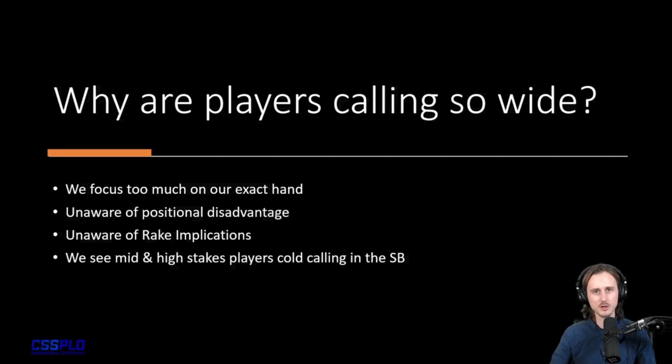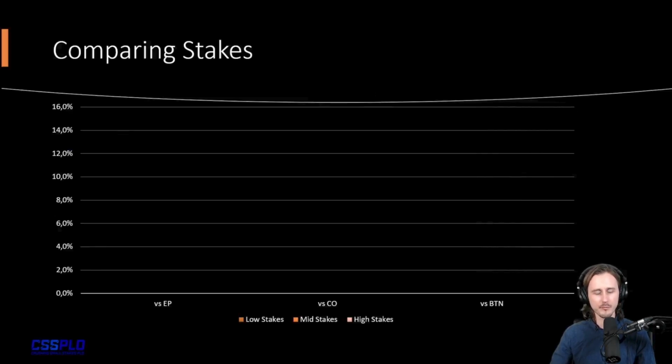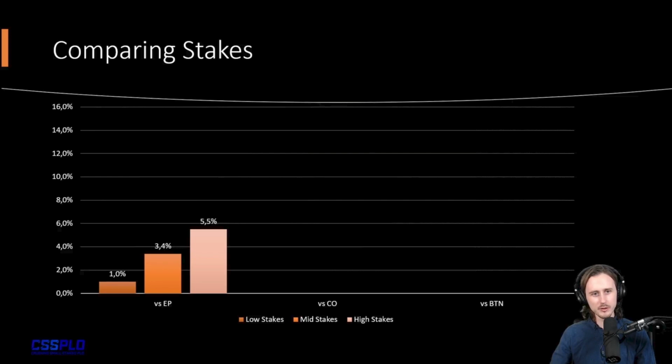Let's look at these last two bullet points a little bit more closely. Let's compare the stakes. So low stakes, mid stakes versus high stakes. Here you see the hands we should cold call from the small blind versus early position RFI ranges.